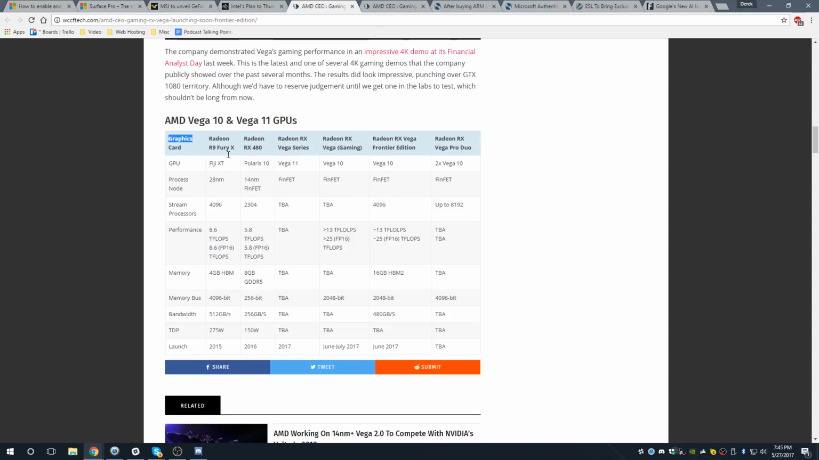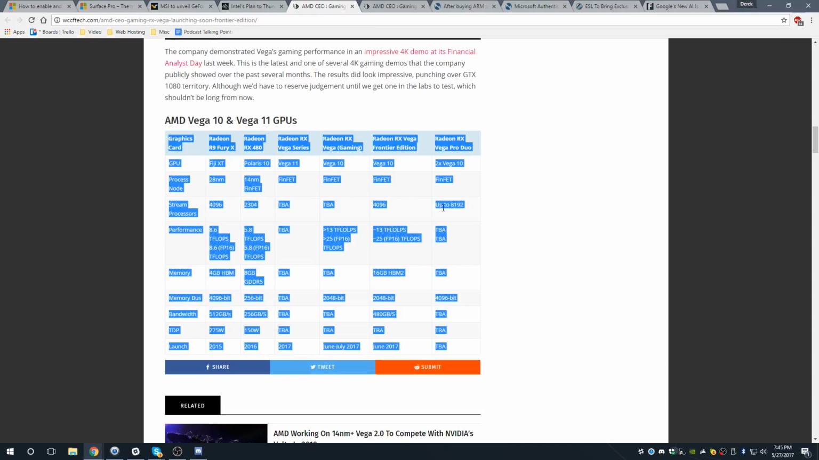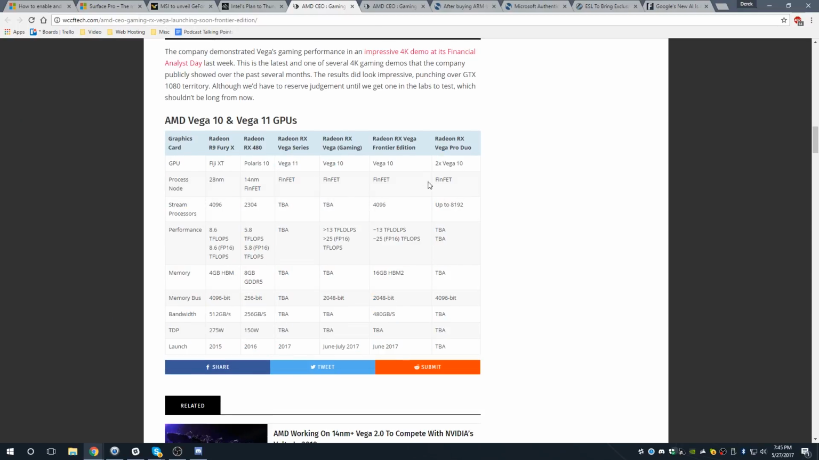And by the way, I did scroll a little bit further down on the article here. We do have some numbers, some specifications here. So this is interesting to see. Radeon RX Vega Pro Duo. What was the last Pro Duo card, Zach? You're definitely more into AMD GPUs than I am.